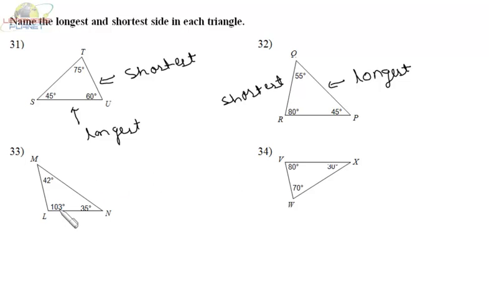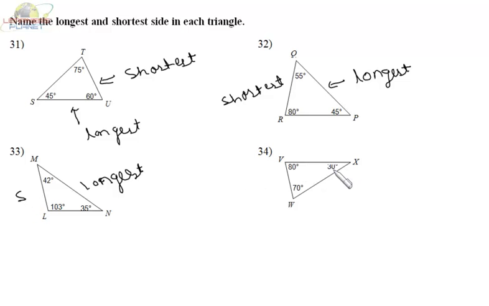In this case, this is the biggest angle, that is 103 degree. That means the side opposite to it will be longest. So it's longest, and this is the smallest angle. That means the side opposite to it will be shortest. So ML is shortest. Okay.